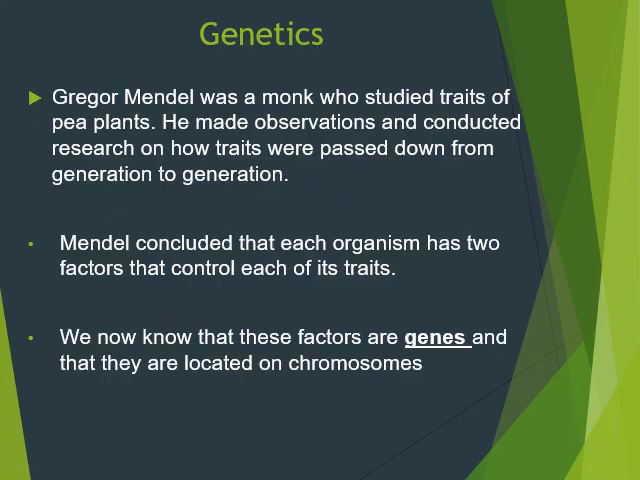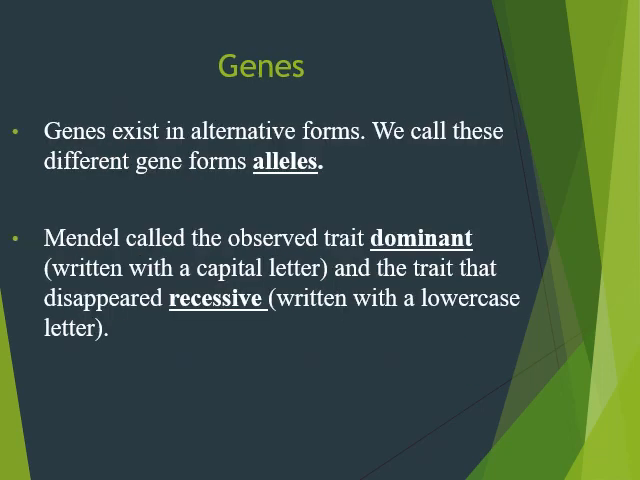So going back to genetics, we have that monk, Gregor Mendel, who studied the traits of pea plants, and he is the one who actually came up with how traits were passed down from generation to generation. Now, he concluded that each organism had two factors that controlled each of its traits. We call those factors genes, and they're located on chromosomes, and you get two of them, one from mom and one from dad. Now, genes exist in alternative forms. The different forms of a gene are called alleles.